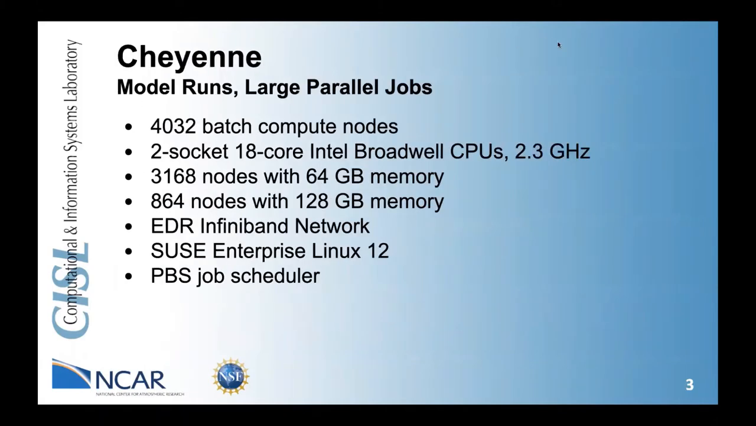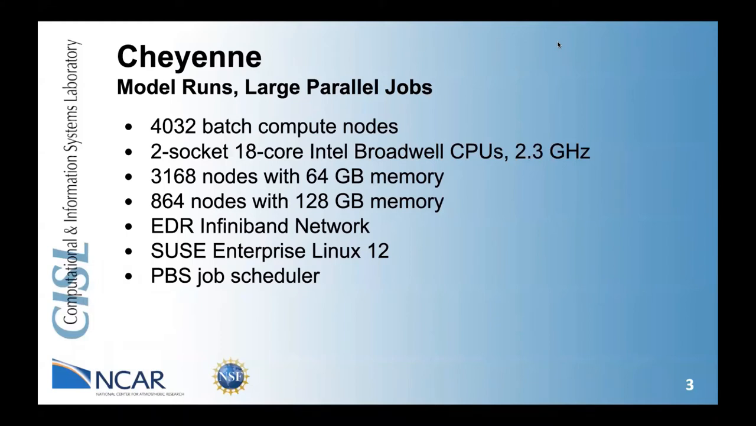One of the systems we have on the floor is Cheyenne. Cheyenne is our large batch computing system, so it's appropriate for running large parallel jobs and doing model runs. That isn't to say those are the only things you can do there, but that's why the system exists. The other system that we have is small, so you're not able to run large models there. If you have something like a WRF job or a CESM simulation, Cheyenne is probably the place you're going to target for a run like that.